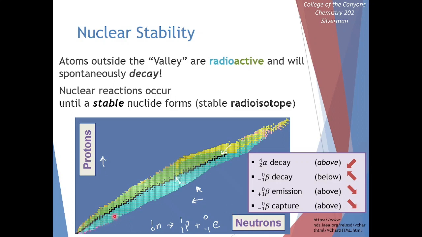We can see those highlighted in teal on this graph. Everything under those black squares is color-coded as beta decay.